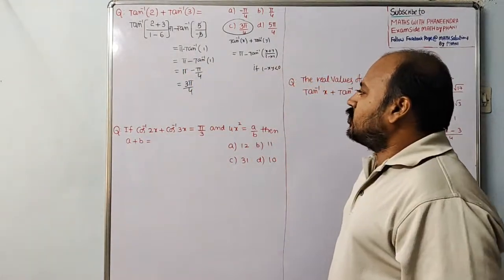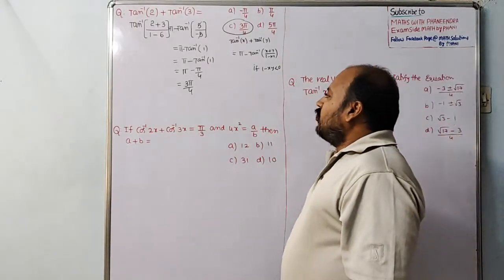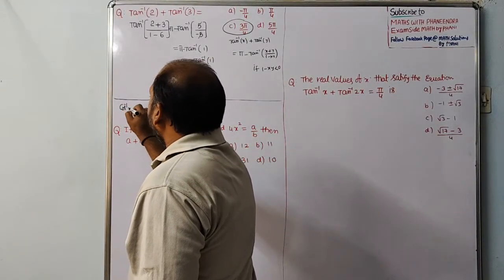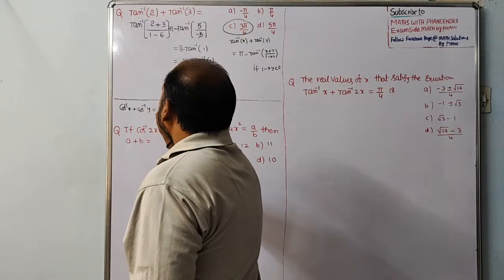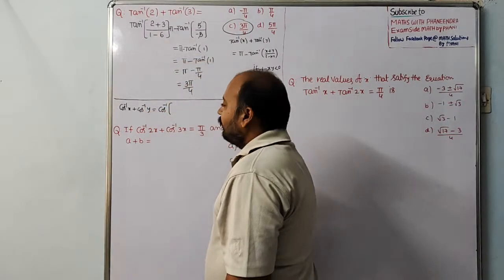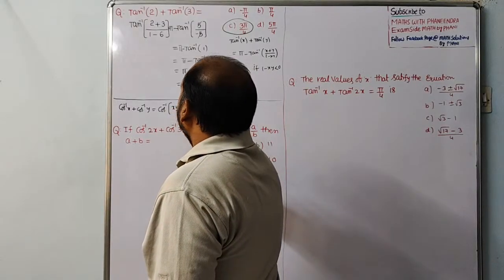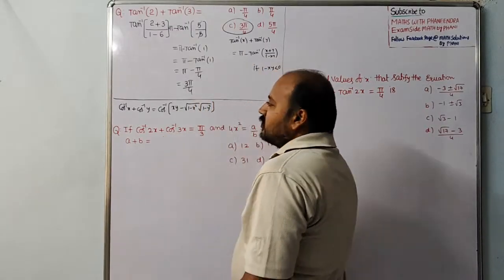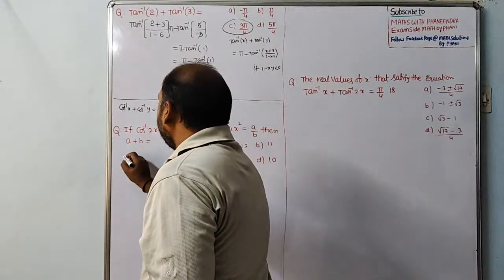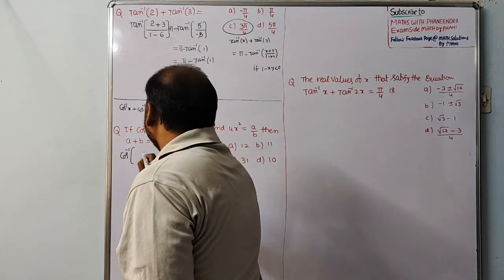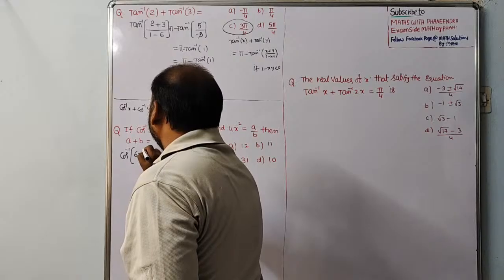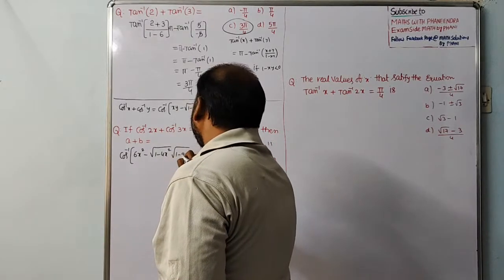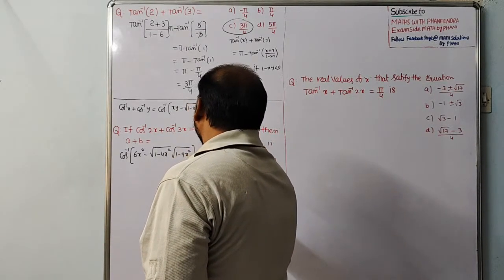Cos inverse 2x plus cos inverse 3x equal to pi by 3. We know the formula for cos inverse x plus cos inverse y is equal to cos inverse of xy minus root of 1 minus x square into root of 1 minus y square. So by using this formula, this can be done as cos inverse of 2x into 3x, 6x square, minus root of 1 minus 4x square into root of 1 minus 9x square is equal to pi by 3.